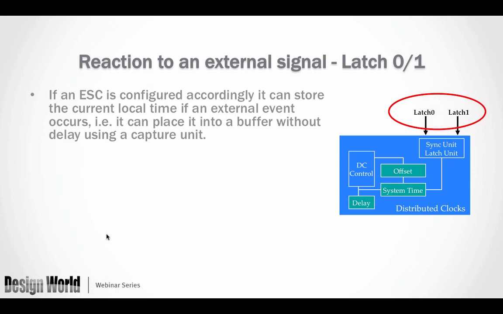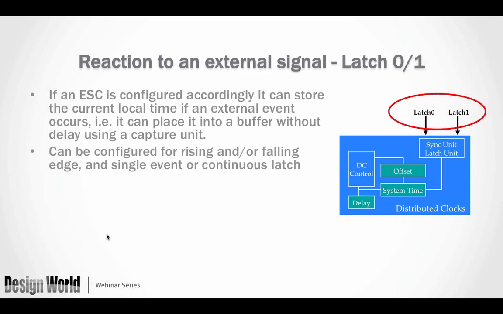Also, the converse of what we just saw: reaction to an external signal through the latch 0 and latch 1 pins. If the EtherCAT slave controller device is configured accordingly, it can store the current local time when it sees an edge on the latch 0 or latch 1 pin. And these can be configured for rising or falling or both, and single event or continuous latch.